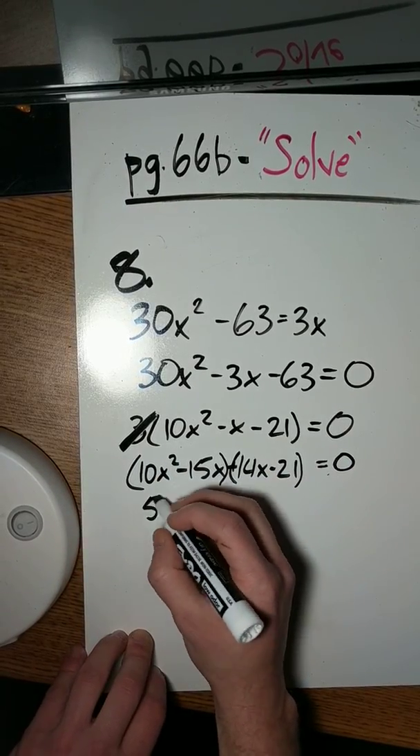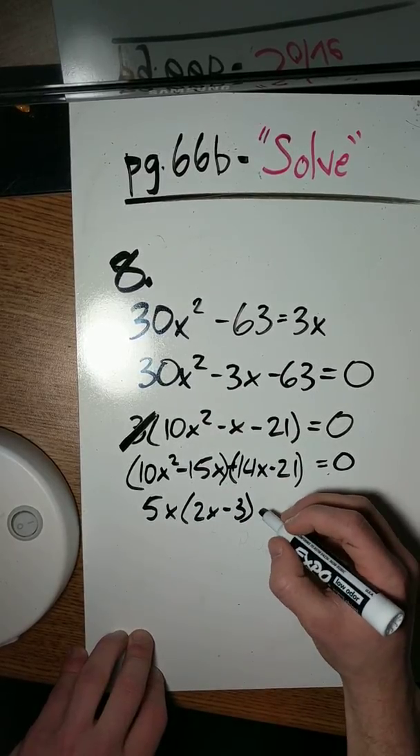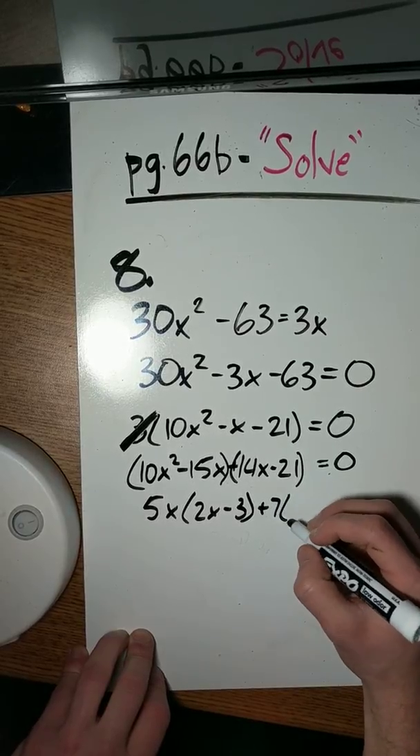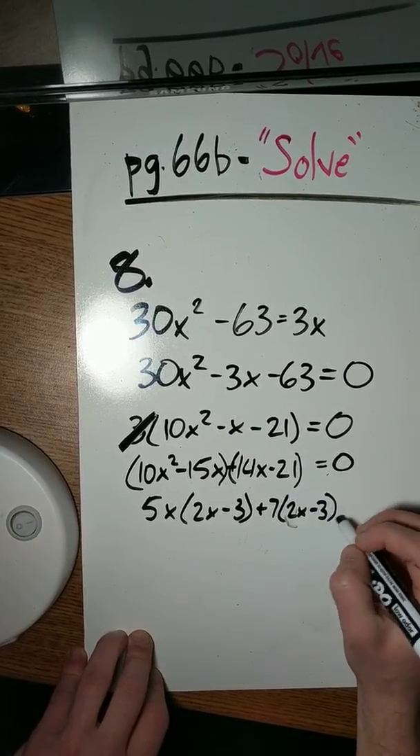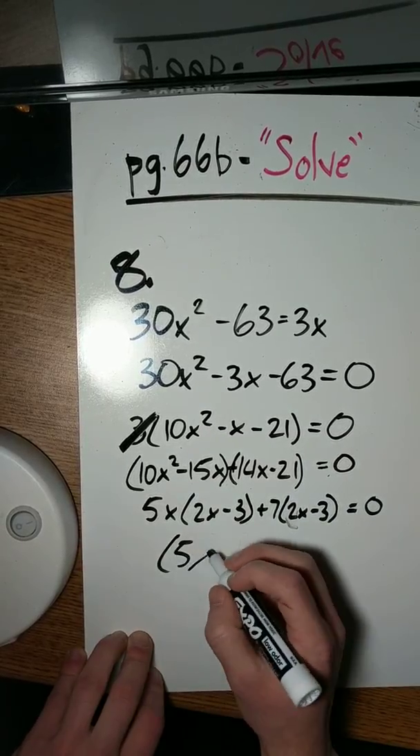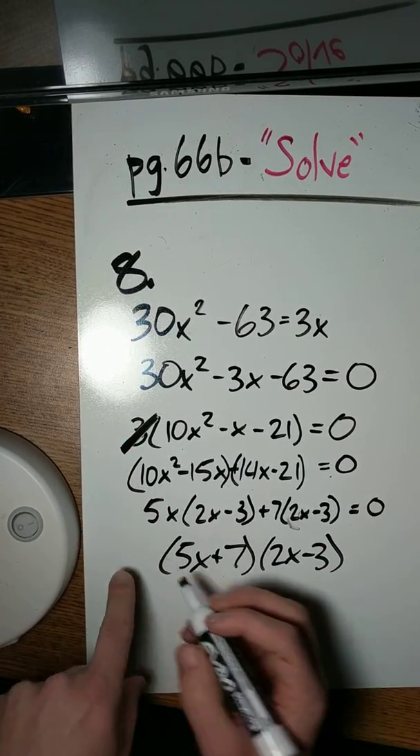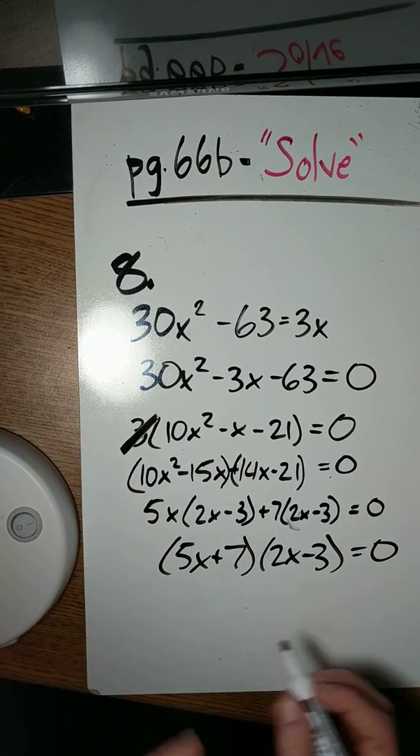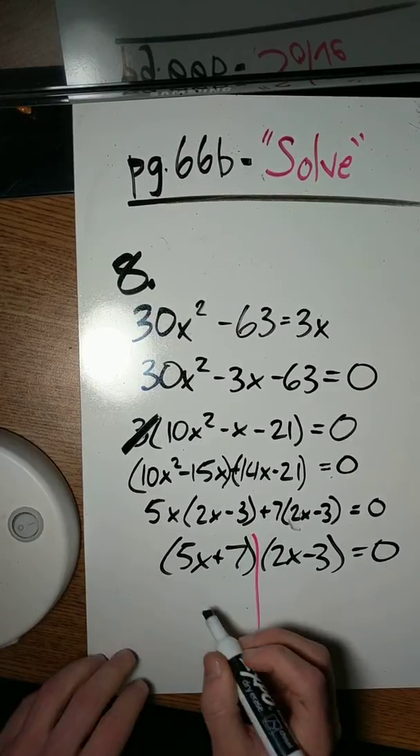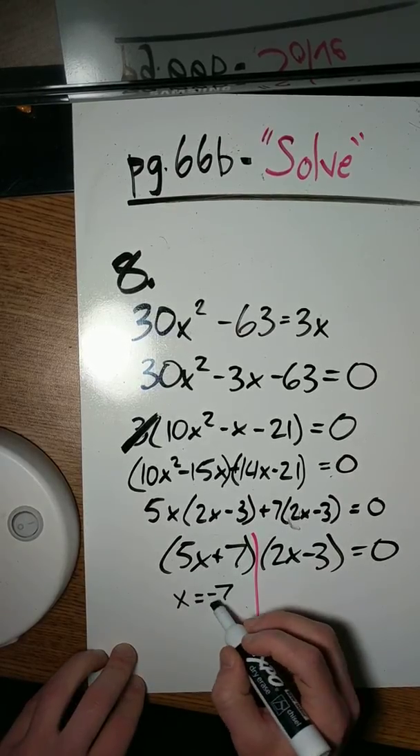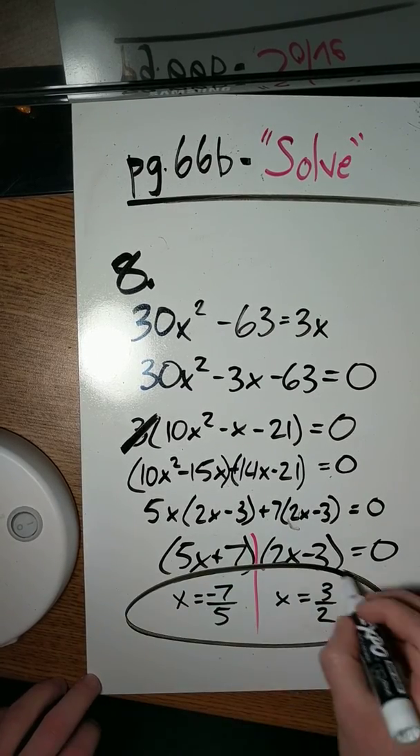Here we could take out a 5x, left with 2x minus 3. Here you could take out a 7, left with 2x minus 3. So this is the point where, if you chose to keep your GCF of 3 in here, you ended up using the zero product property and seeing 3 doesn't equal 0, and it cancels out. But here we're going to use the zero product property, and we're going to see that x here equals negative 7/5, and here x equals 3/2. Okay, here are our 2 solutions for x.